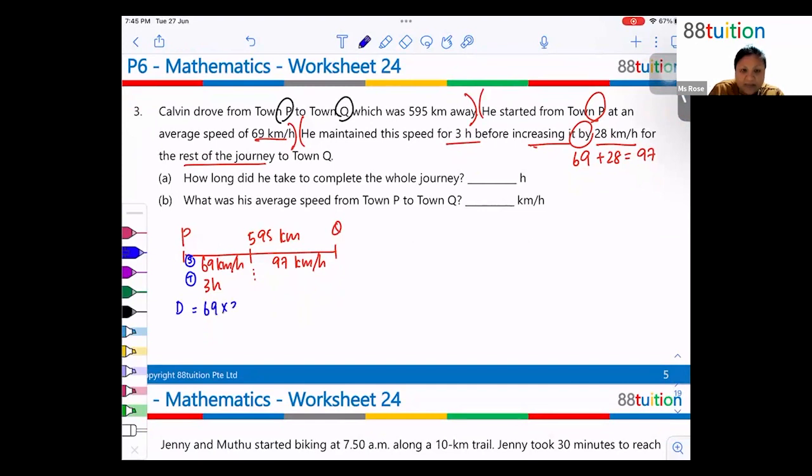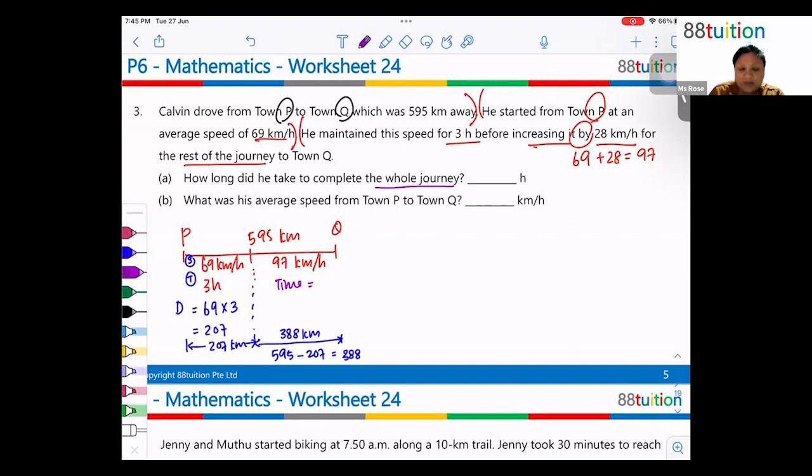Distance equals to speed times time to give me 207. So for the first part of the journey is 207 kilometers. So you want to find the rest of the journey. I see some answers. Very good. So for the rest of the journey, I must minus 207 to give me 388 kilometers. So now, to find the time taken for him to complete the whole journey.